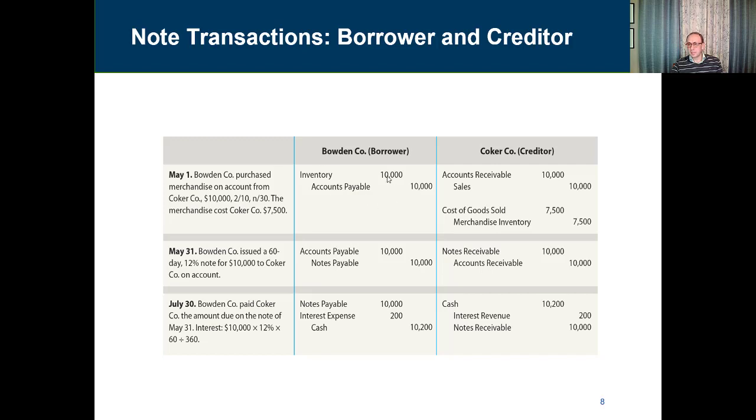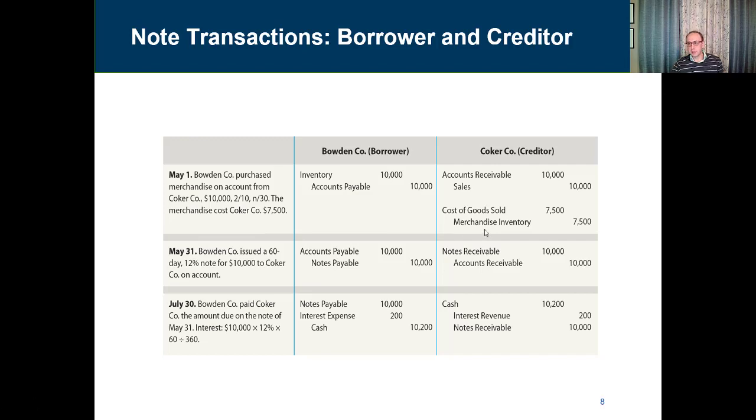So you can see this is just the mirror image of the other journal entry. So for the borrower, they credit the accounts payable. For the creditor, they debit the accounts receivable. So we debit accounts receivable, credit sales for the same value. The additional journal entry is for the calculation of the cost of goods sold. Of course, that's not recorded on the borrower's side. Why? Because the borrower doesn't have any kind of cost of goods sold here.